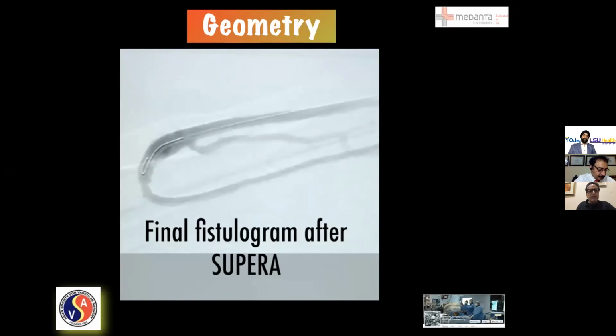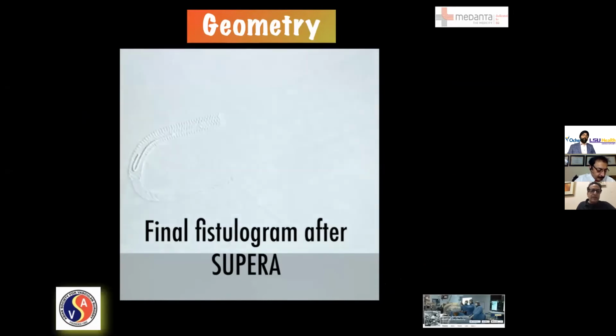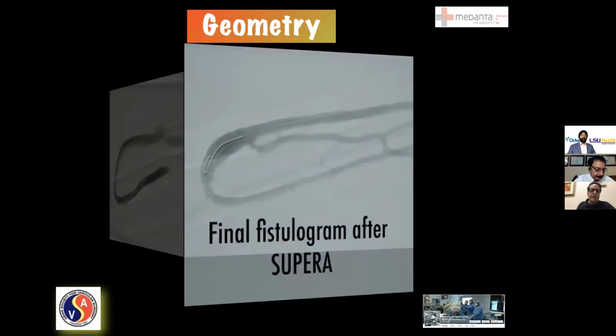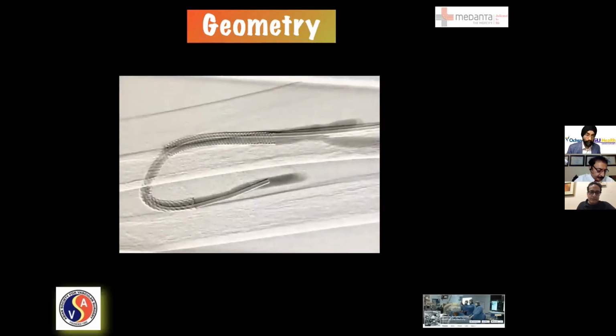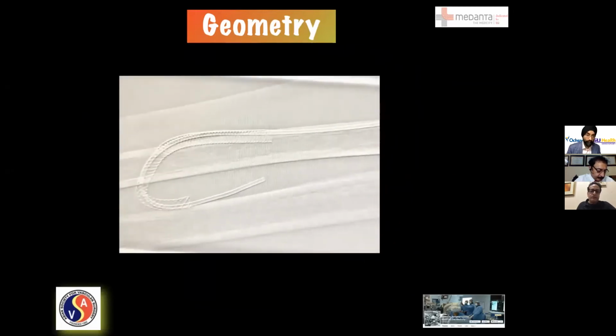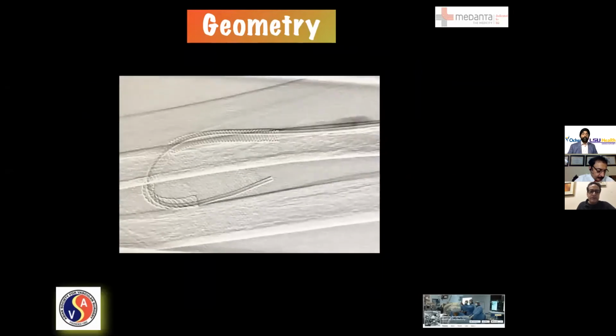What they have started doing is using Supera stent across the anastomosis in radiocephalic fistulas. And this really does well. Now we have close to around 25 patients on surveillance, and this really does well. You can see another patient where we have placed Supera around the radiocephalic anastomosis, and it really does well.